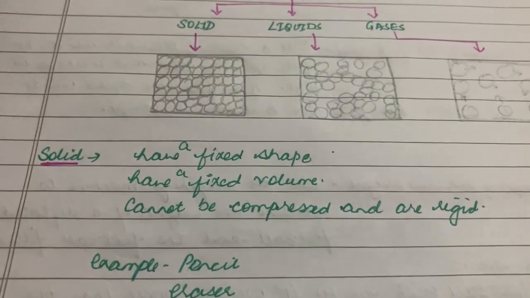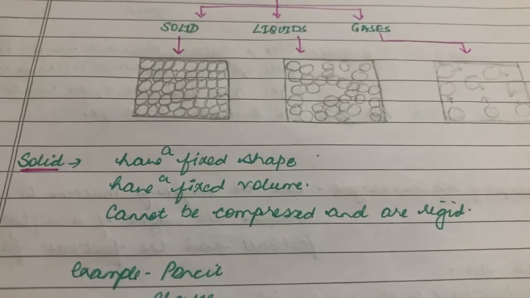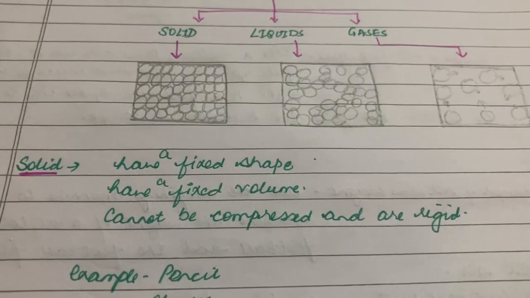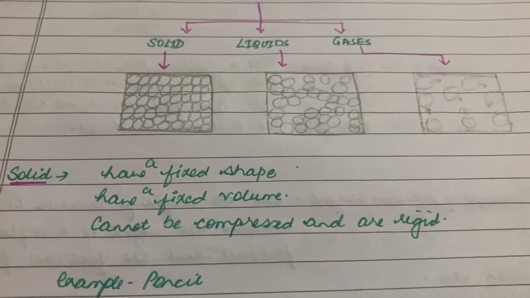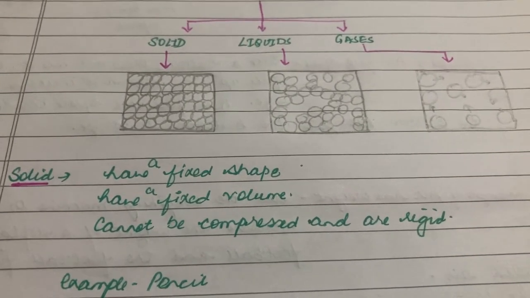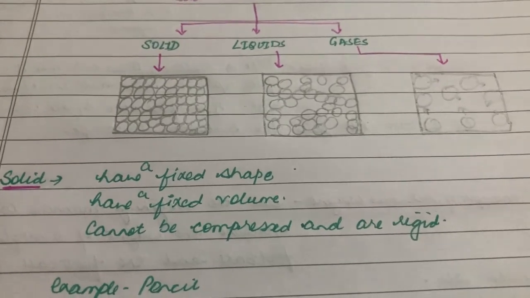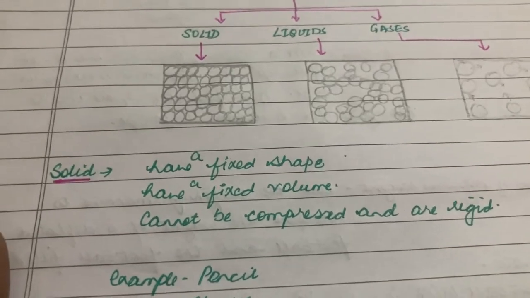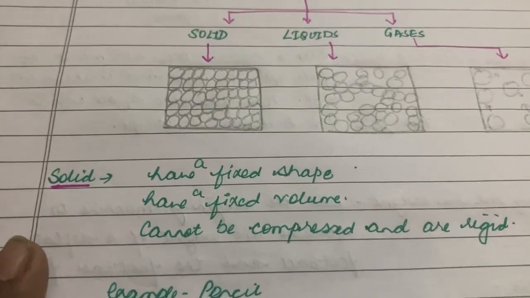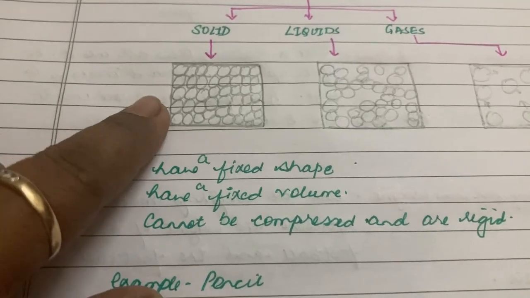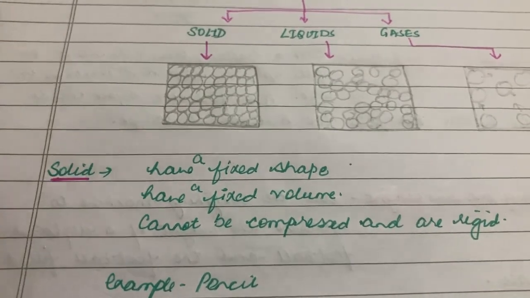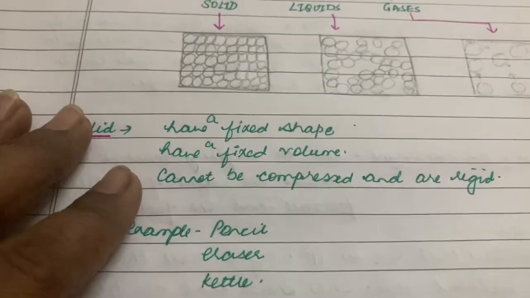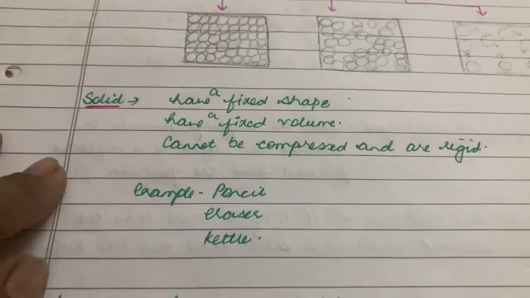Then we discussed the properties of each of these in detail. Since we are doing a summary, here I have written a very short form of it. In case you have still not watched the detailed videos on these topics, do watch. There is a lot to learn, and I have explained each and every topic in the best possible way. Solids have a fixed shape, as I showed here. They have a fixed volume and they cannot be compressed. Compressed means उसे हम दबा नहीं सकते हैं, and they are rigid. Examples are pencil, eraser, and kettle.